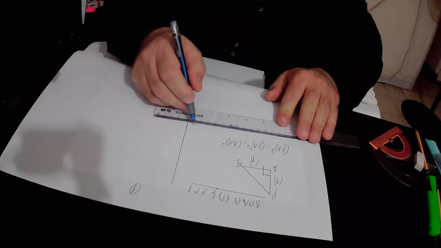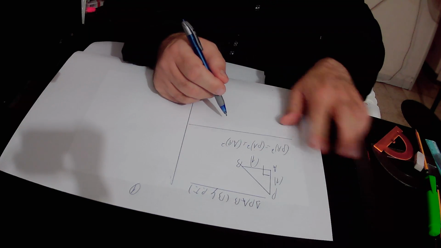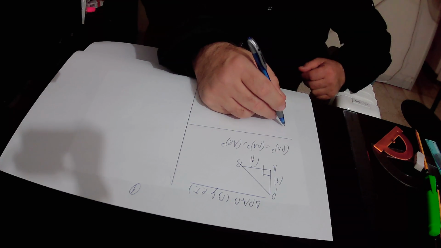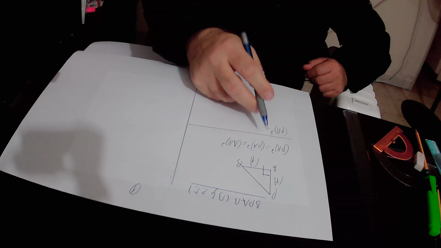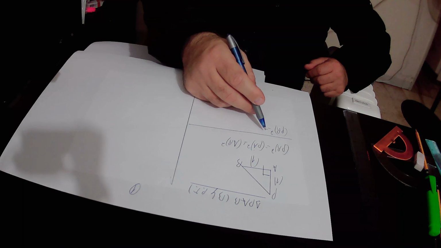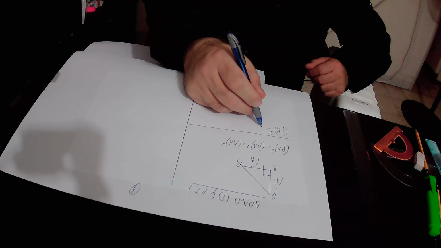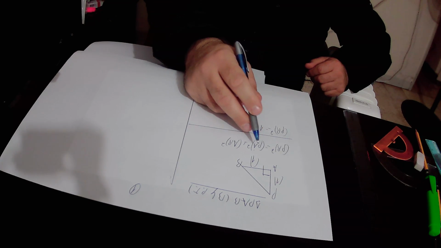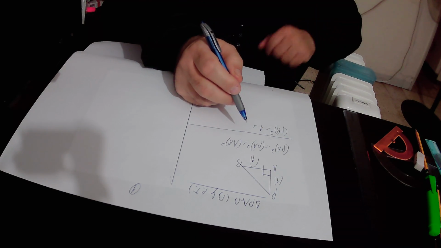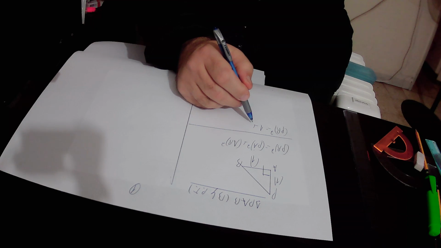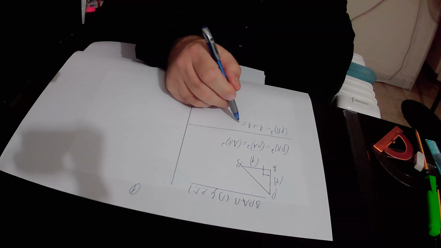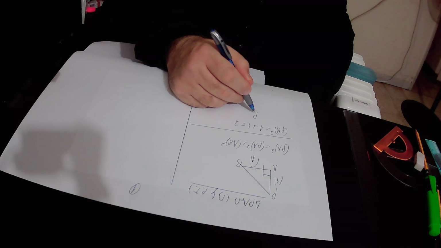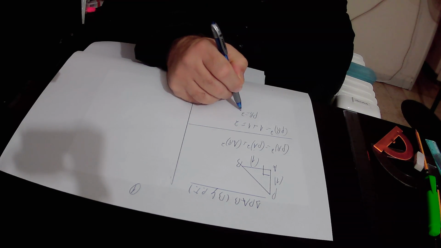So PB squared, that is the square of the hypotenuse, equals PA squared. PA is 1, therefore PA squared is 1 squared, that is 1, plus AB squared. AB is 1, therefore AB squared is 1 squared, that is also 1. So in total PB squared equals 1 plus 1, that is 2. PB squared equals 2.